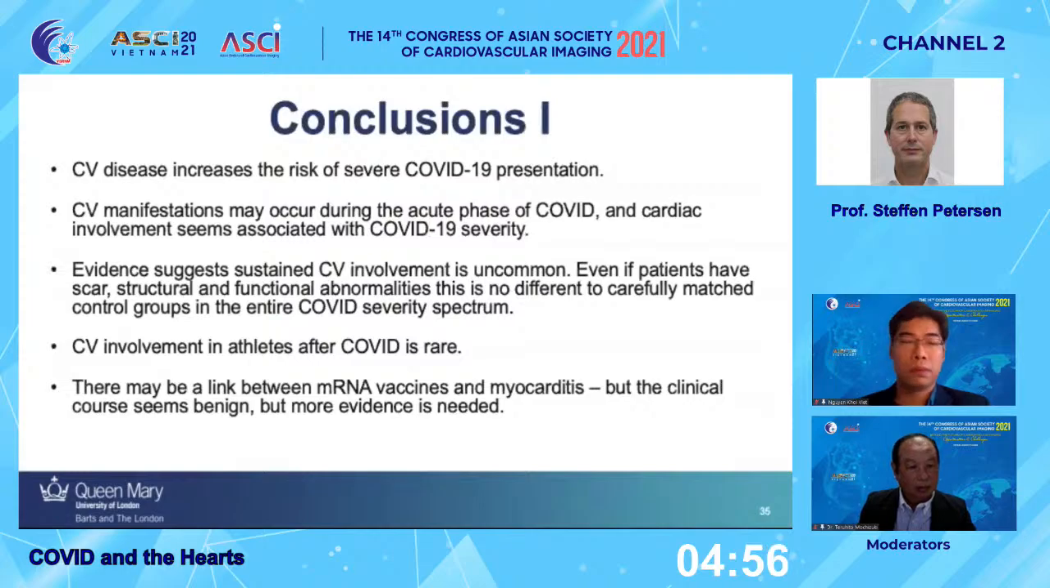Cardiovascular disease increases the risk of severe COVID-19 presentation. Cardiovascular manifestations may occur during the acute phase of COVID, and cardiac involvement seems associated with COVID-19 severity. Evidence suggests sustained cardiovascular involvement is uncommon. Even if patients have scarce structural and functional abnormalities, this is no different to carefully matched control groups in the entire COVID severity spectrum. Cardiovascular involvement in athletes after COVID is rare, and there may be a link between messenger RNA vaccines and myocarditis, but the clinical course seems benign, but more evidence is needed.